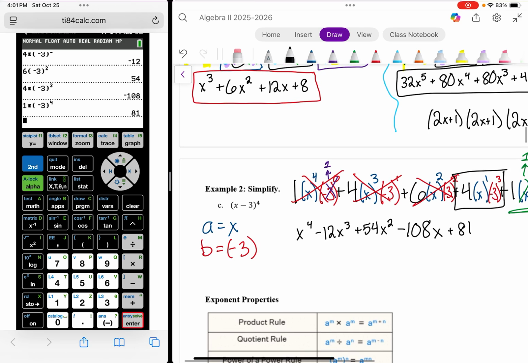All right, and there is our simplified answer. So we just did x minus 3 to the 4th power without having to FOIL multiple times.